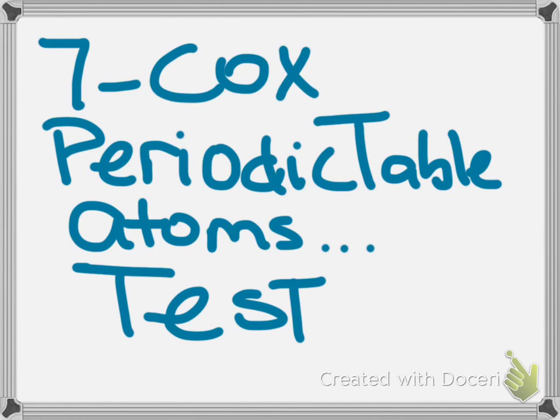Number 21, the 3 smaller components that make up atoms are A. Neutrons, protons, and ions. B. Neutrons, electrons, and protons. C. Protons, ions, and electrons. D. Electrons, neutrons, and ions.